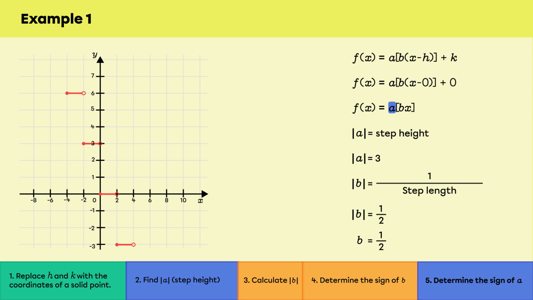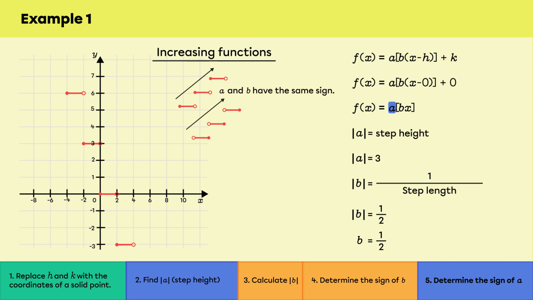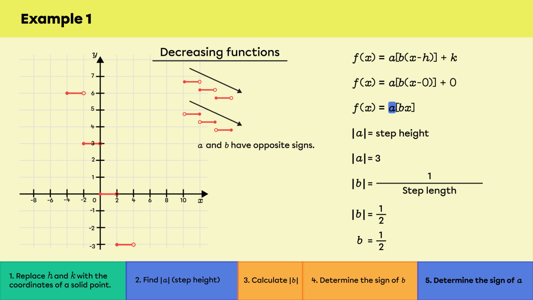Step 5. Determine the sign of parameter a. If the function is increasing, then parameter a and b have the same sign. If the function is decreasing, then a and b have opposite signs. The variation of a greatest integer function can be found by multiplying a by b. If the product is positive, the function is increasing. If it's negative, the function is decreasing. Here, the function is decreasing, so a and b have opposite signs. Since b is positive, a must be negative.